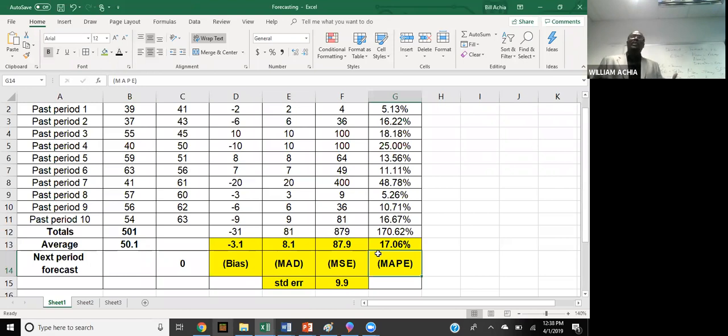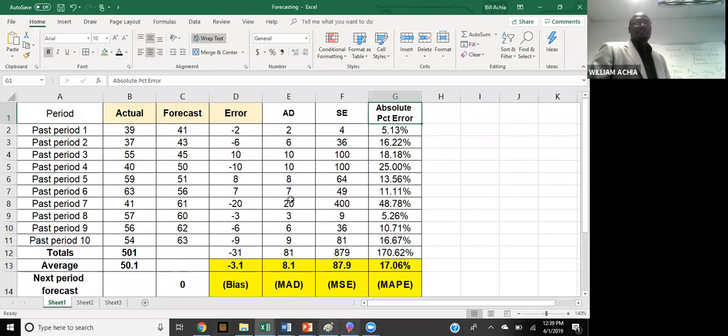Am I comfortable with that? It depends on the product that you're looking at. Okay. It also depends on the industry. Some industries might be okay with that. Some might want it to be a much smaller margin of error. Okay. So those are our forecast errors, the 4 or 5 different measures that you'd be required to understand. I would say save this spreadsheet just for your convenience. Okay.